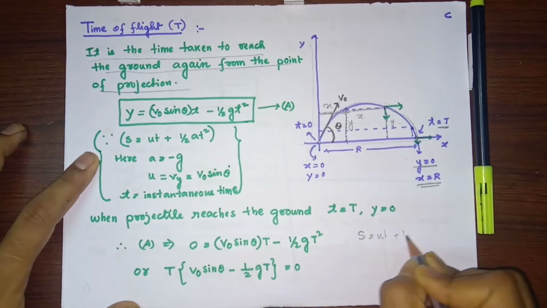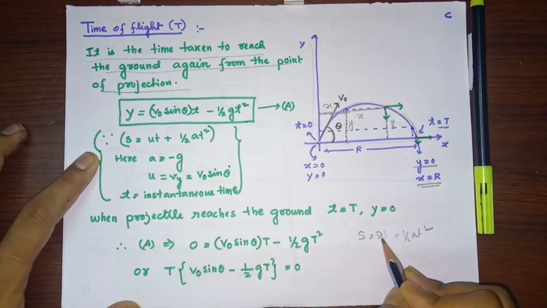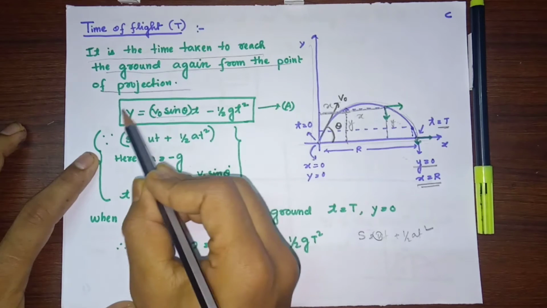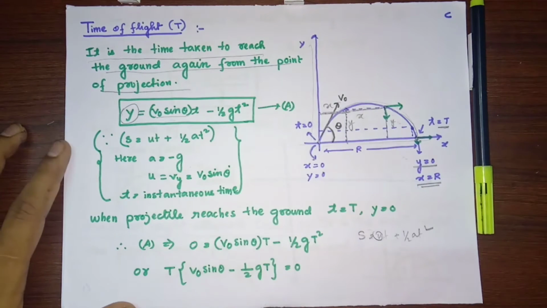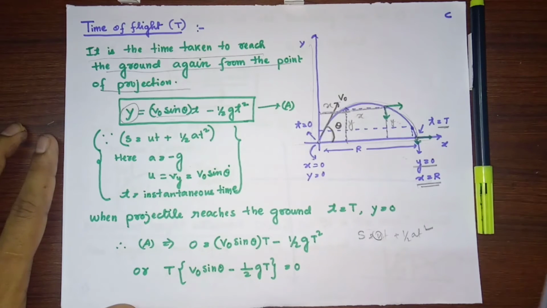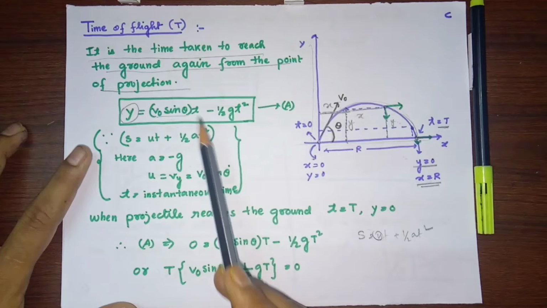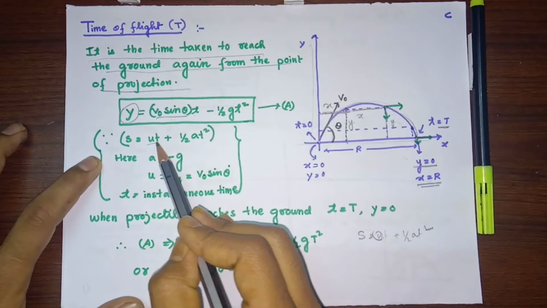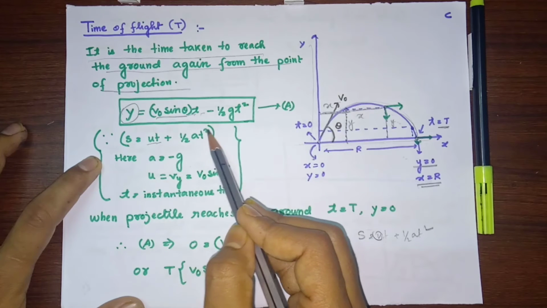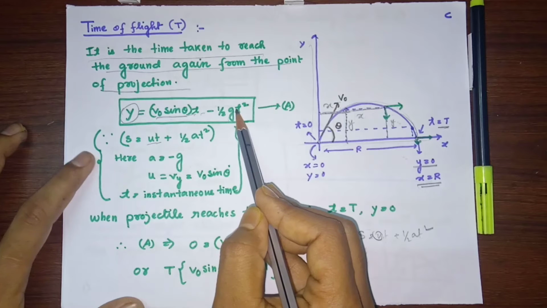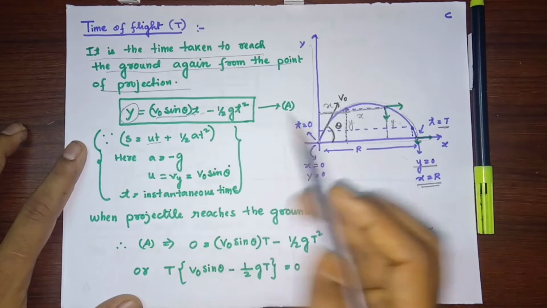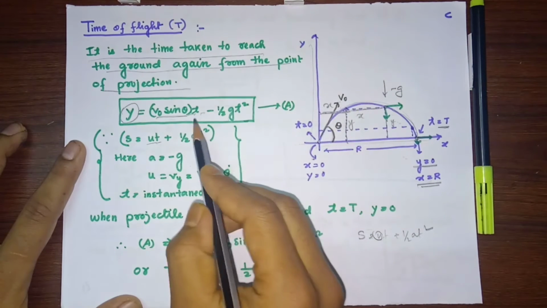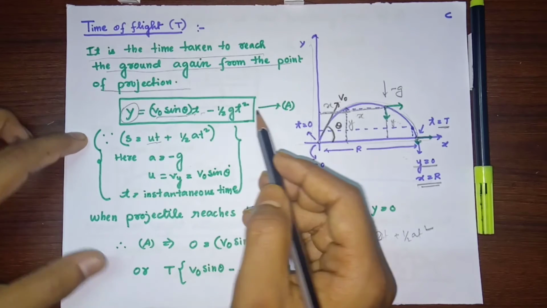We know the famous equation s equal to ut plus half at square, where u is the initial velocity. Here it is v naught sin theta, and the distance is the y component, because the velocity is in the y direction. The horizontal distance is not necessary, because horizontal velocity is not changing. So y equal to v naught sin theta into t minus half g t square. It was plus half at square, but gravity always acts downwards, so a equal to minus g.